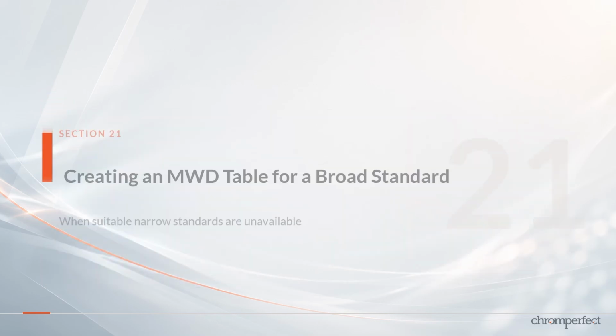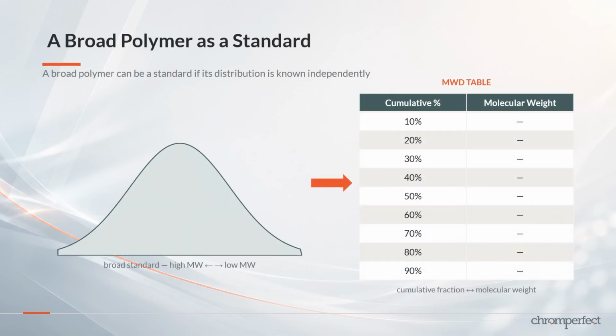Creating an MWD table for a broad standard. Sometimes, suitable narrow molecular weight standards are unavailable. Only an unfractionated broad polymer may be available. Such a polymer can still be used as an SEC standard if its molecular weight distribution can be estimated independently. The preferred information is an MWD table containing several well-spaced entries.